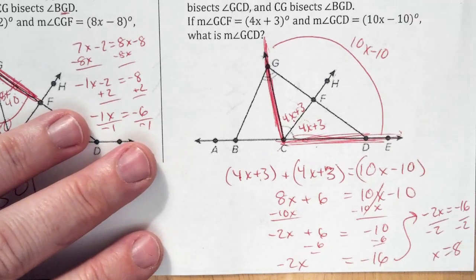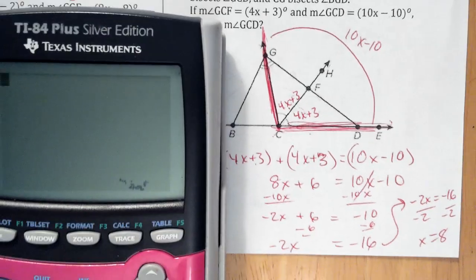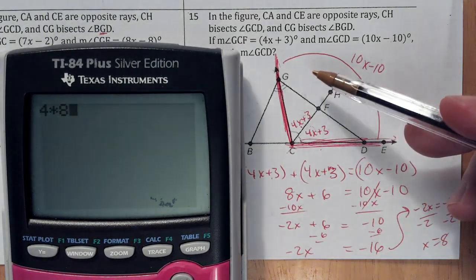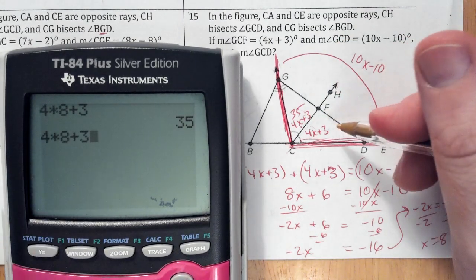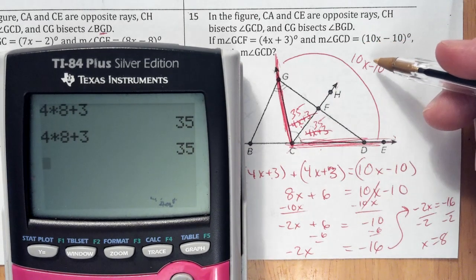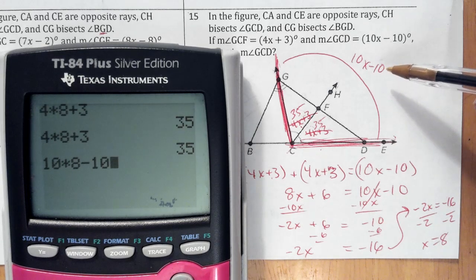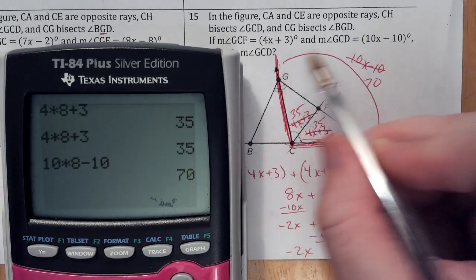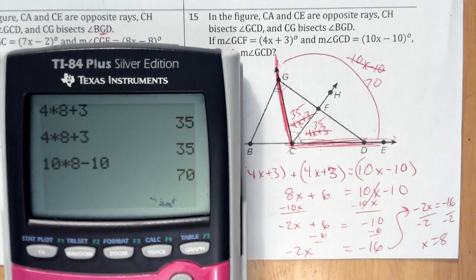So I have x. I want to make sure this is correct, so I'm going to plug it back into the picture. Zoom out a little bit. There we go. We have 4 times 8 plus 3. That's 35. If I do it again, that's still 35. And if I put in here 10 times 8 minus 10, that is 70. Does this plus this equal the whole shebang? Yes, it does. That's telling us that we're right, and that is your final answer.